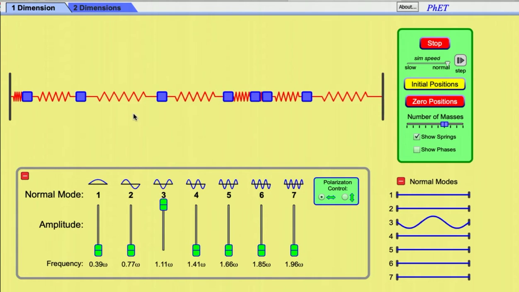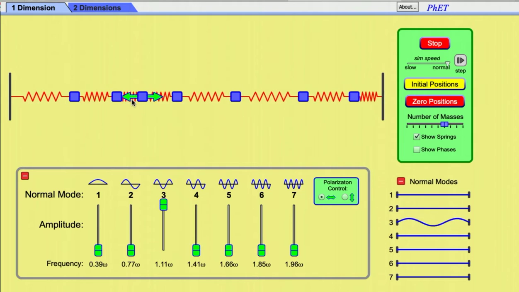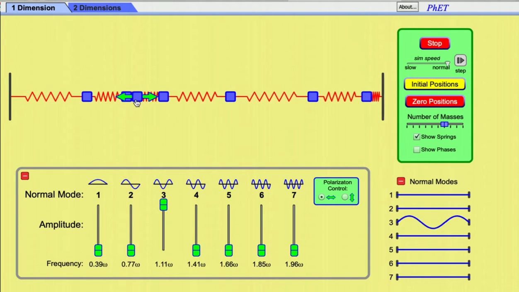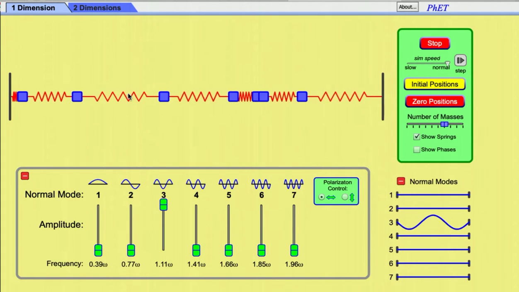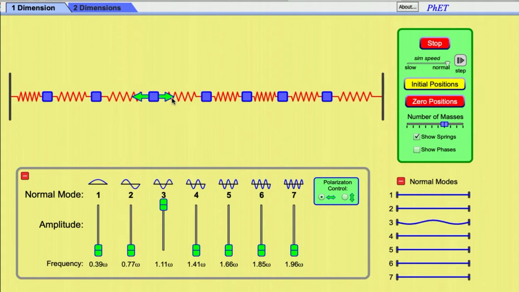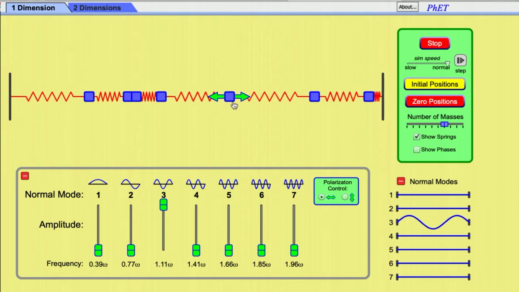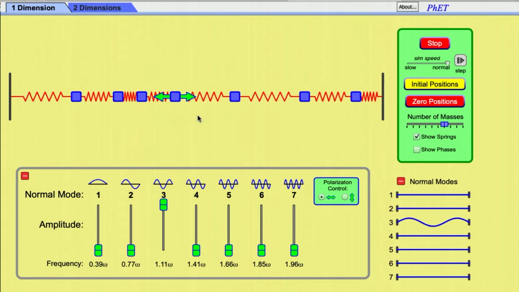So you notice here that these charges, these air molecules, are vibrating back and forth or side to side, but also the wave is traveling side to side as well. So the vibration here is going to be along the length of this string here. So these are called longitudinal waves.